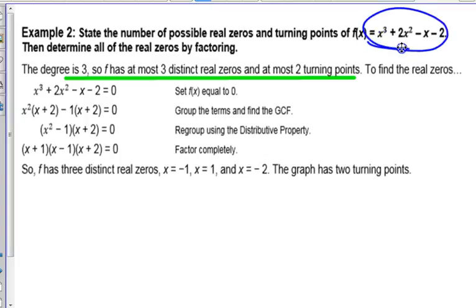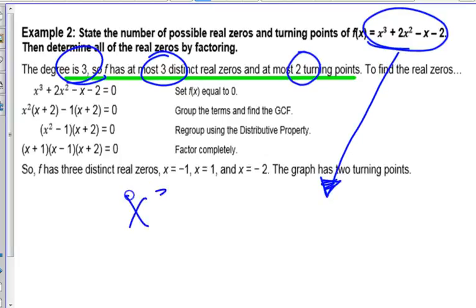This is on your notes, and it's kind of worked out for you, so I'm going to go kind of quickly. It says state the number of possible real zeros. What's the degree, guys? Degree 3, so it has at most 3 zeros. And at most 2 turning points. We good with that part? But then it says find them by factoring. That's the part I want to spend just a second on. When it has 4 terms, what is our favorite method for factoring?